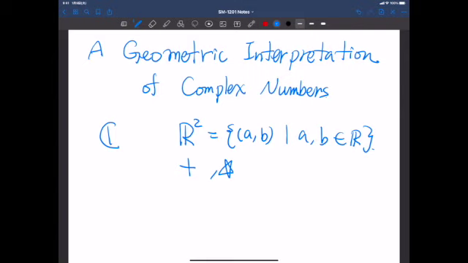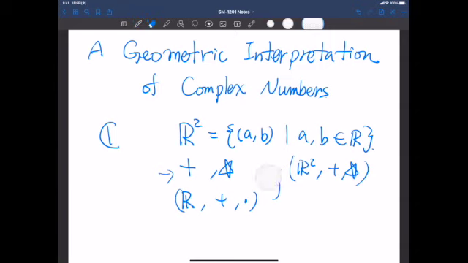Then we examined the correspondence between these operations and the operations of addition and multiplication in real numbers. So real numbers, addition and multiplication. There was a nice correspondence between this and this set. So let's write this as R squared, plus and star. They behave exactly in the same manner.